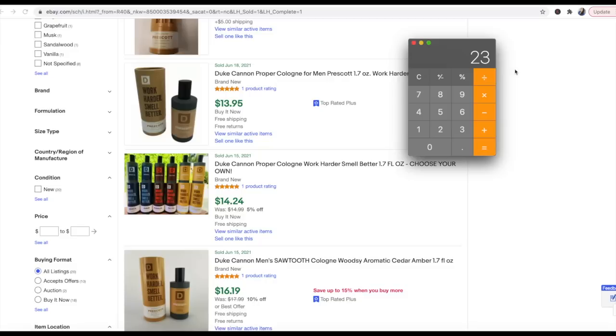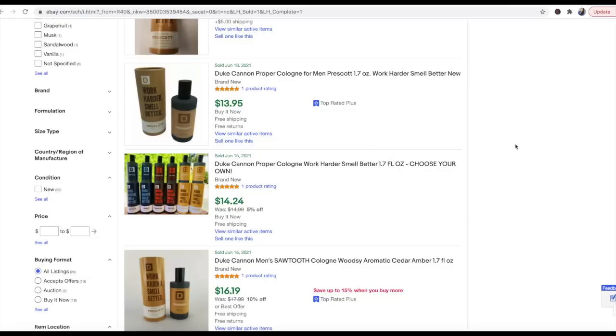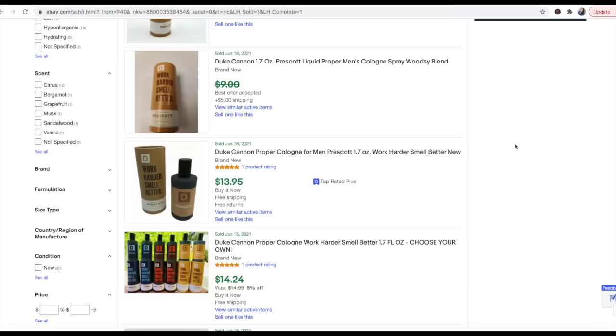I like to find a really healthy middle, and then I will add just a little bit more to the top, maybe say 10 or 15%, because I do run frequent sales of anywhere from 5 to 10% off. And then I also send out offers and I accept offers. So now let's take a look at another example of an item.